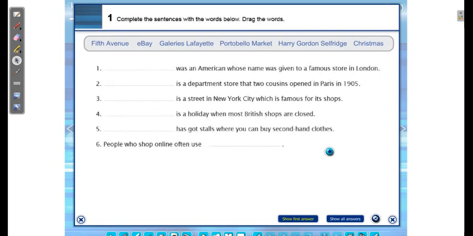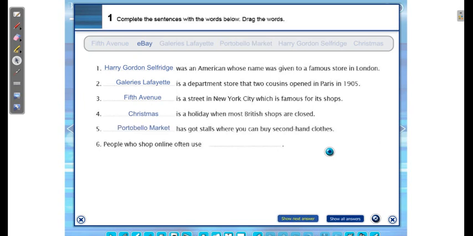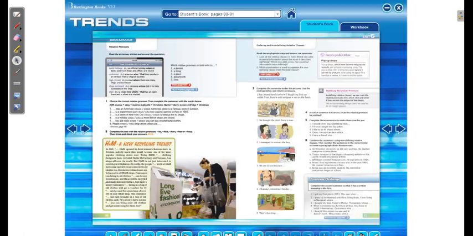So number one. Who's the president of the American? Yes, Harry Gordon. The name of the department store? Yes. The name of the street in New York? Yes. The name of a holiday when most shops are closed? Yes. And the stalls? Yes, Portobello. And people who shop are on eBay? Yes. That's it. So let's go for another exercise on relative pronouns now.